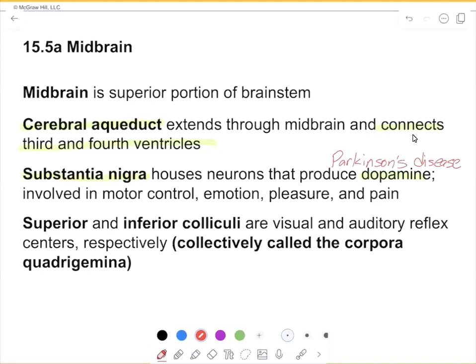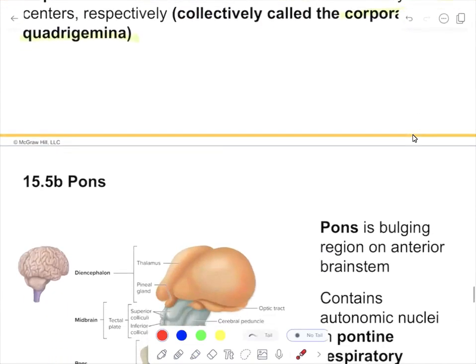The midbrain also contains regions called the superior and inferior colliculi, which are basically reflex centers. The superior colliculus is the visual reflex center, and the inferior colliculus is the auditory reflex center. All four of these bumps, two in the superior colliculus and two in the inferior colliculus, together are called the corpora quadrigemina.